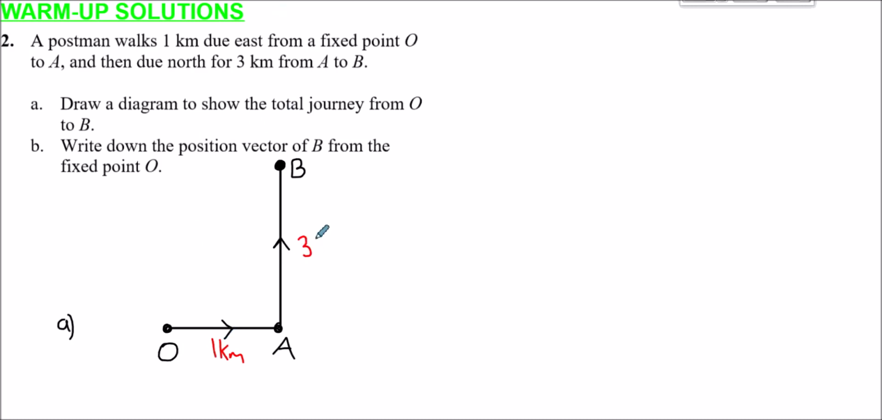For part B, we need to write down the position vector of B from the fixed point O. So the position vector of B is simply OB. So OB is from O to A, and then from A to B.